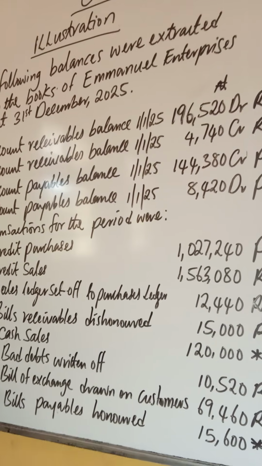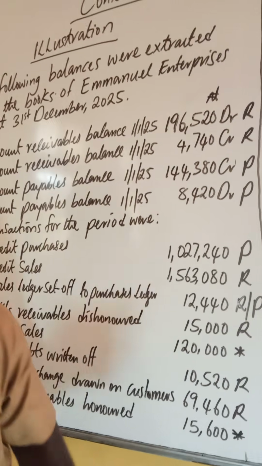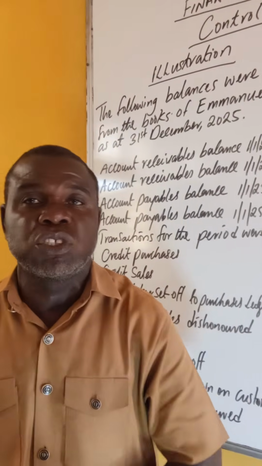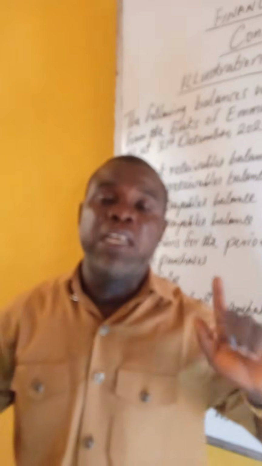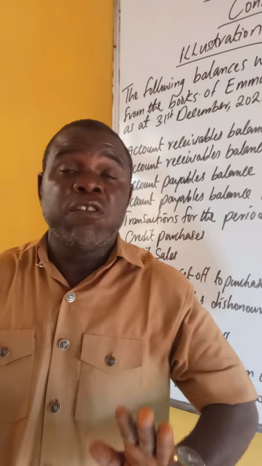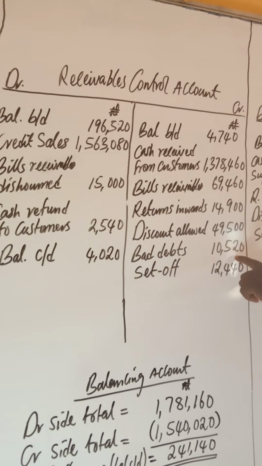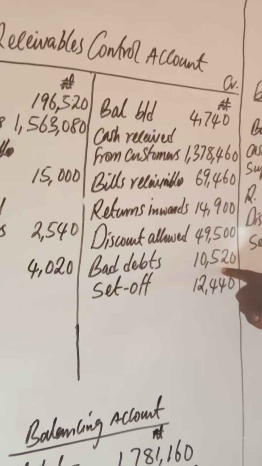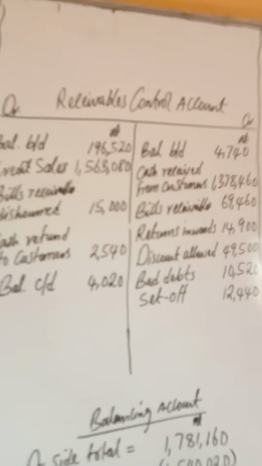Next, we have bad debt written off. Bad debt written off here is an item in receivable control account, because bad debt relates strictly to accounts receivable. Bad debt is an expense in accounting. And the fundamental principle in accounting is that all expenses are debited because they are receivers. So if bad debt is debited in the ledger, the corresponding entry will be credited in receivable control account. As you can see, look at it here. Bad debt is credited because it is debited in the ledger account. The corresponding entry will now be credited, as you can see, 10,520 naira.